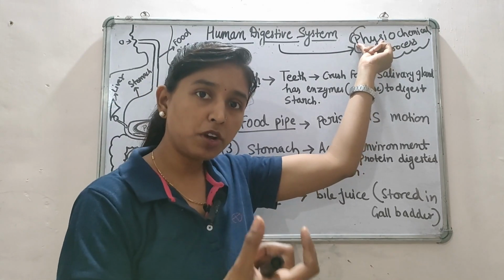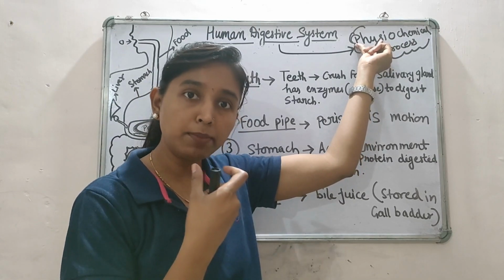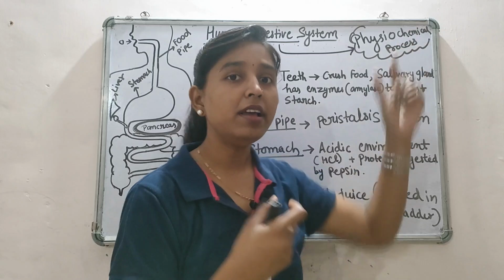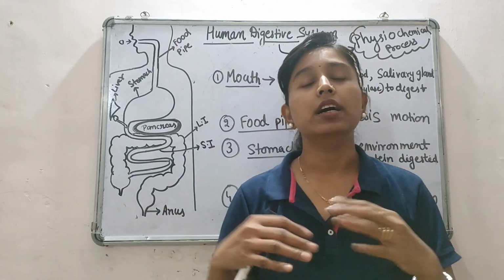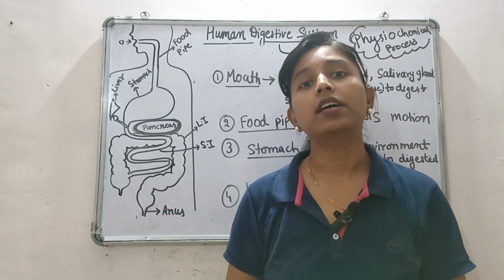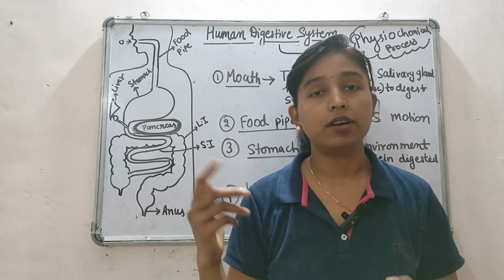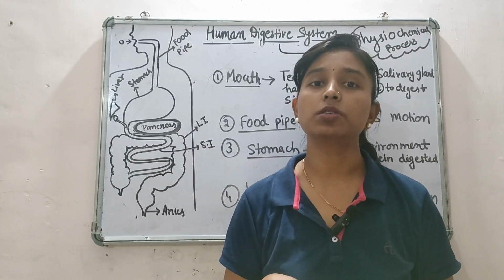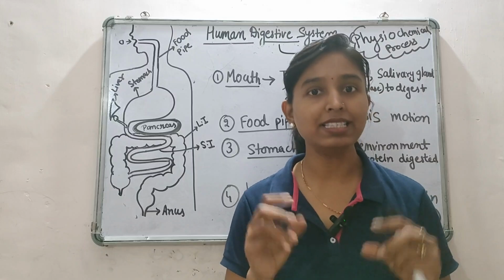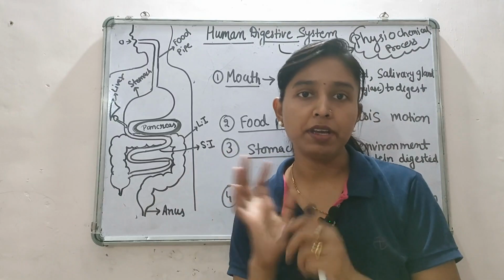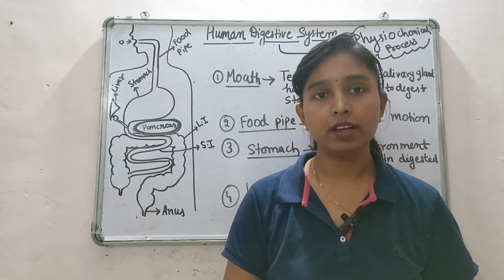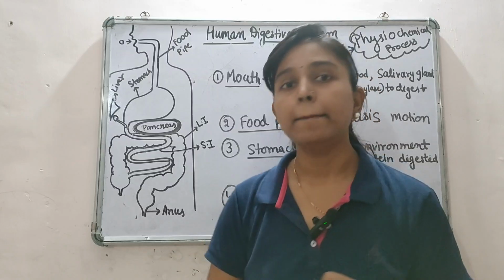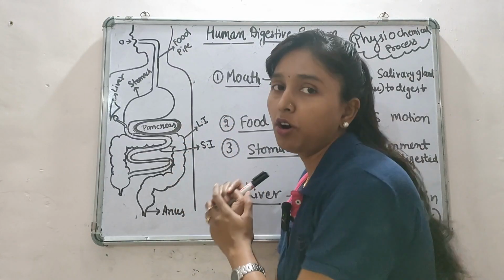Physio means the physical process which is done by our teeth mechanically, and chemical is when all the organs release enzymes, which are chemicals responsible for the digestion of food. So it is combinedly a physiochemical process. Let's start with the digestion process with all the organs one by one.